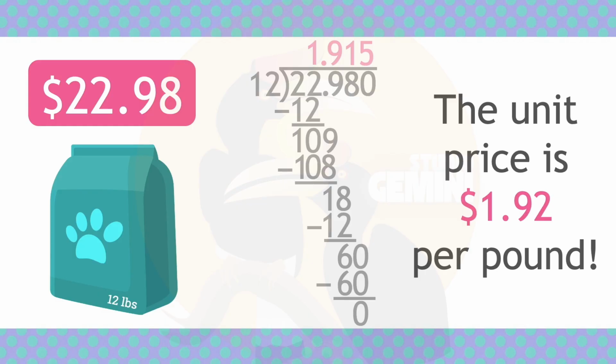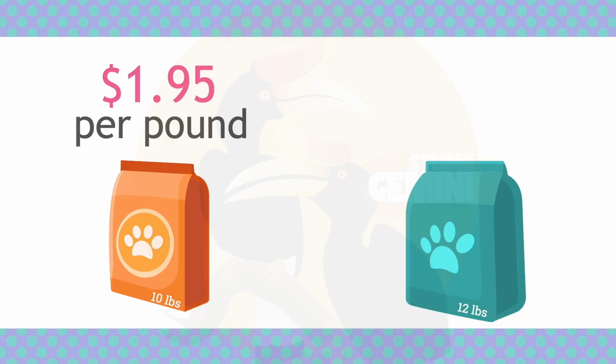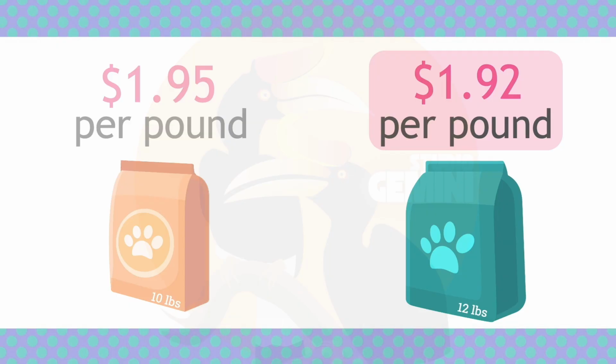Remember, the unit price for the 10-pound bag of dog food is $1.95 per pound. The unit price for the 12-pound bag of dog food is $1.92 per pound. $1.92 is less than $1.95, so the 12-pound bag of dog food is the better buy. Now for one last example.